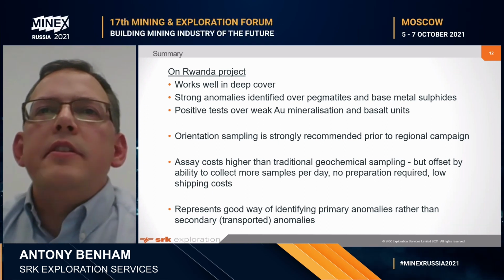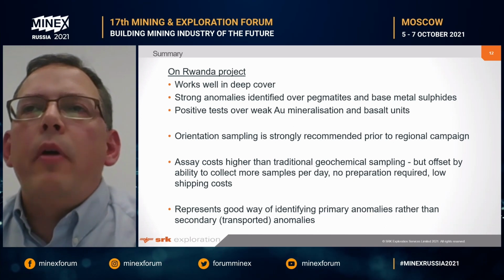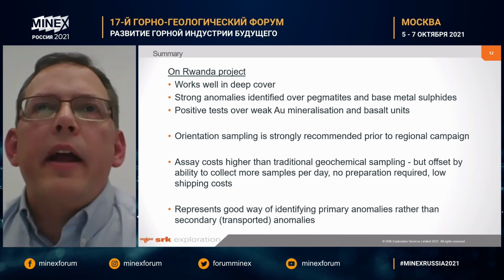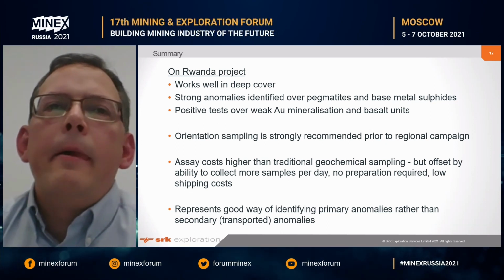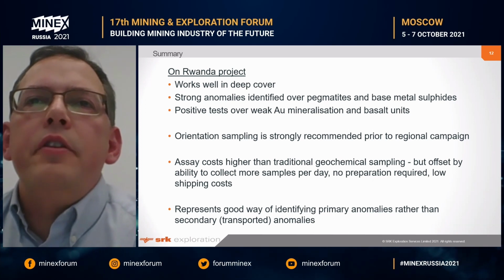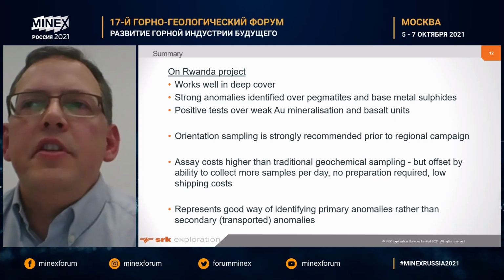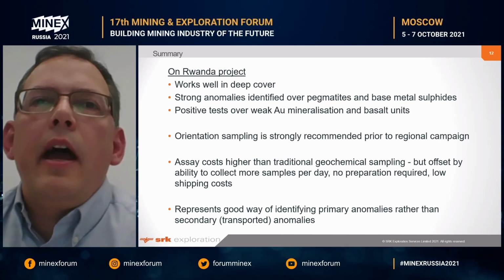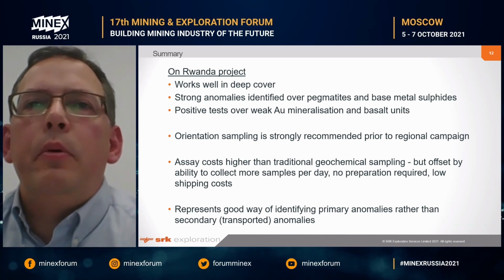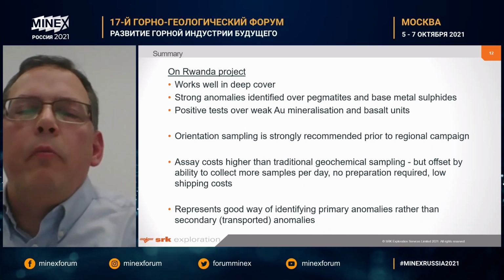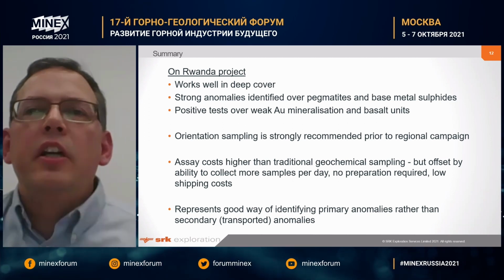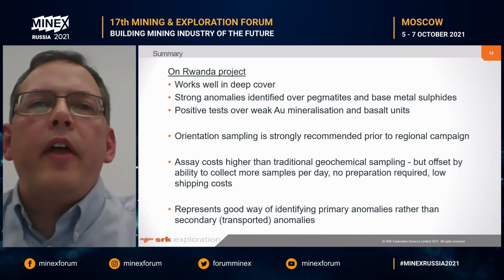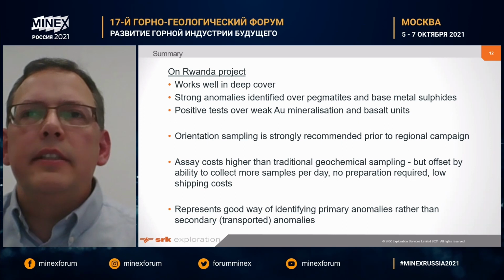However, orientation sampling is often strongly recommended prior to undertaking this as a regional campaign in order to understand the actual background values that you might expect. The costs are slightly higher than traditional geochemical sampling, but this is offset by the fact that no preparation is required, and this will enable you to collect more samples per day with correspondingly low shipping costs. And it represents a good way of identifying primary anomalies rather than secondary or transported anomalies.